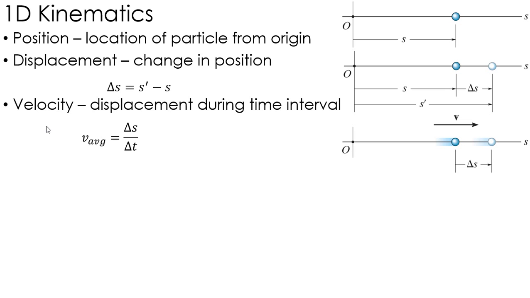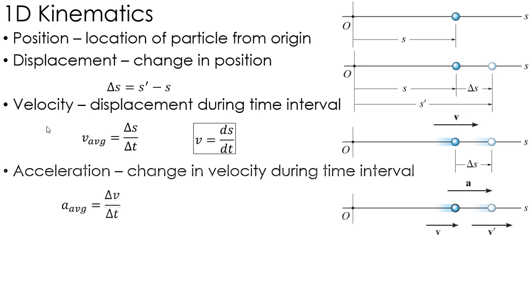Now, if we want to find the instantaneous velocity, basically we shrink that delta t down to an infinitesimally small dt, and we get the differential equation that velocity is the time derivative of position, v = ds/dt. So that's the instantaneous velocity. That's the relationship between position and velocity.